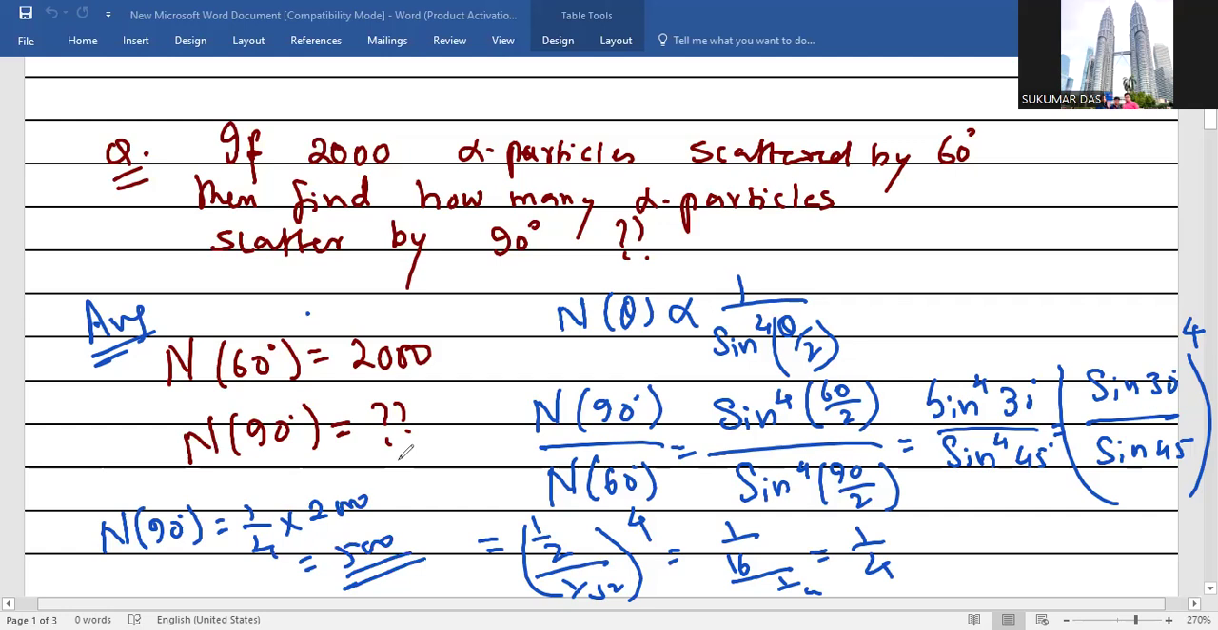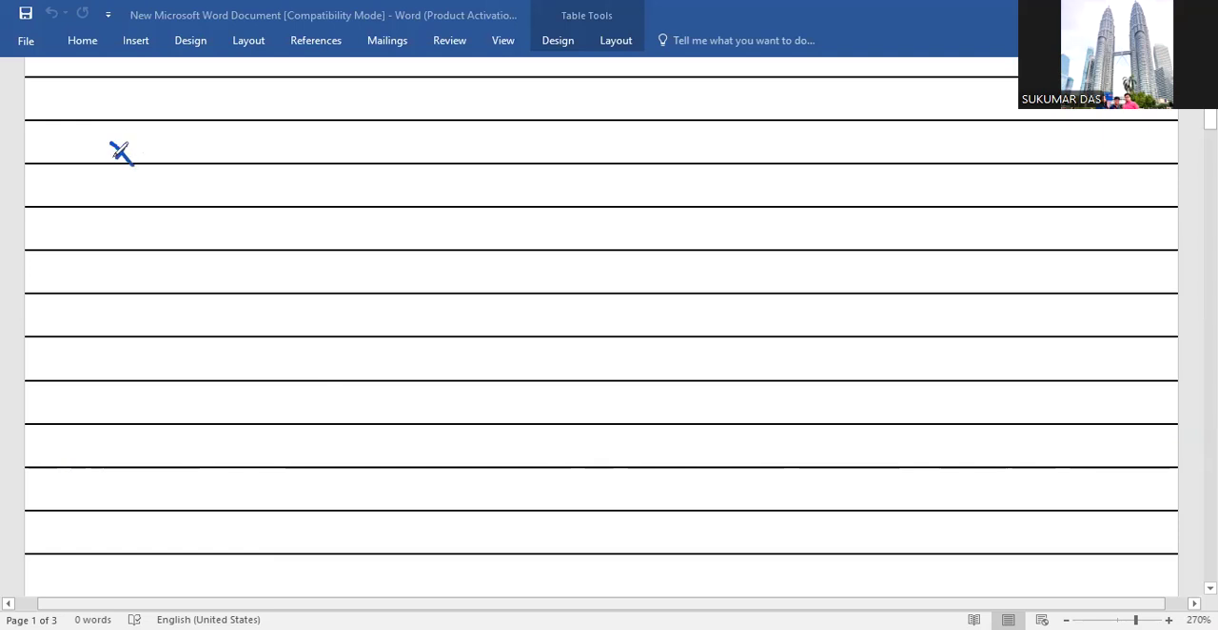Okay, this is one relation. There is one more relation that we will look into. First, you see this question and this solution. Is it okay? Any doubt here? No doubt. Okay. Now we have another relationship that we can discuss, that is the impact parameter.